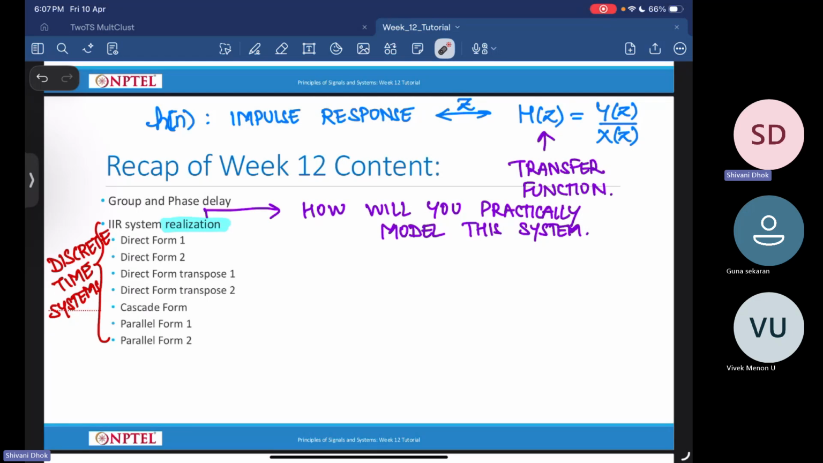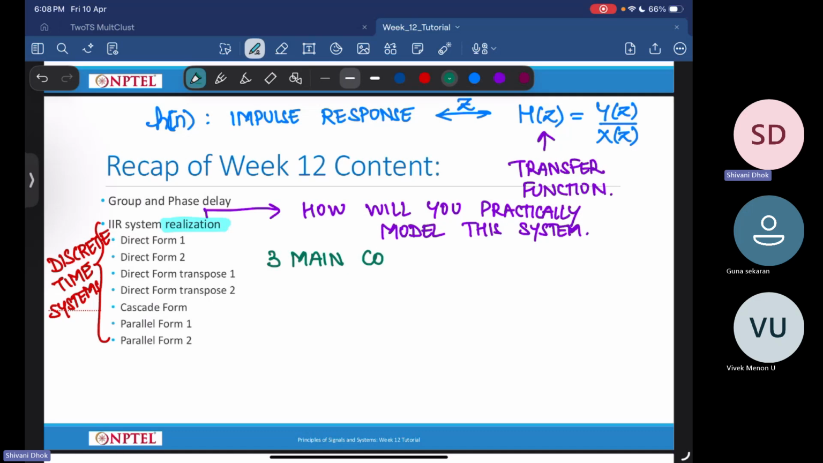I'll take two transfer functions, and we'll construct the system representations for all of these 7 forms for those 2 transfer functions. So things will get clearer when we solve those examples. But the main thing regarding realization of this system is that this is carried out using 3 main components.